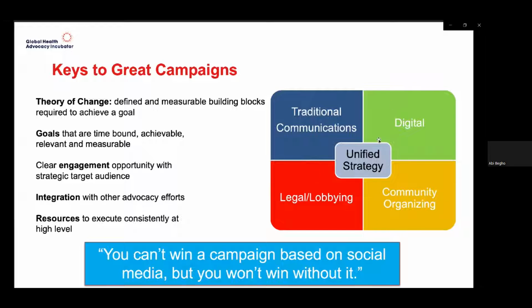What's really, really important here is that social media sometimes can be seen as something that can solve all of your problems. And what I would always say is that you can't win based just on social media, but you won't win without it. It's a very, very important component. All of these are important, but it's one very important component in a complete and unified strategy.